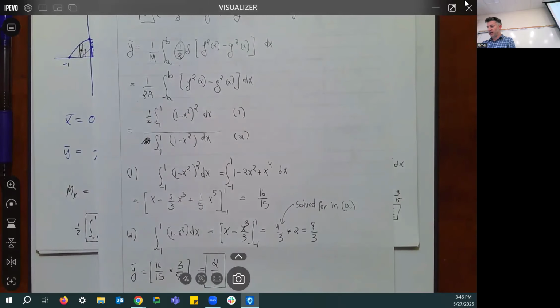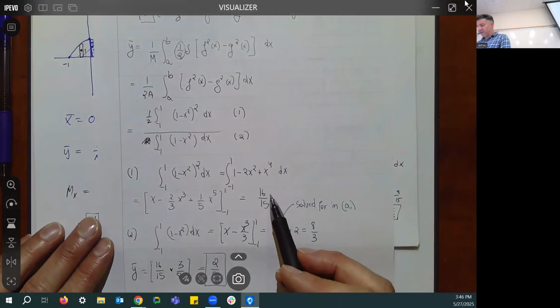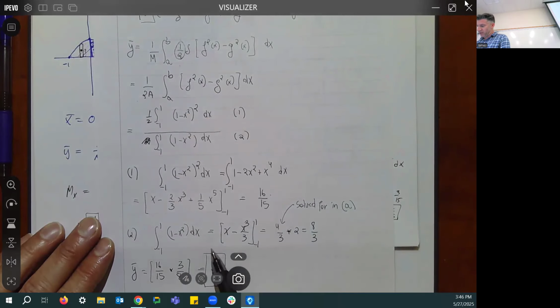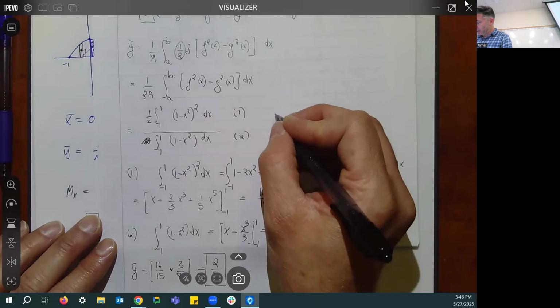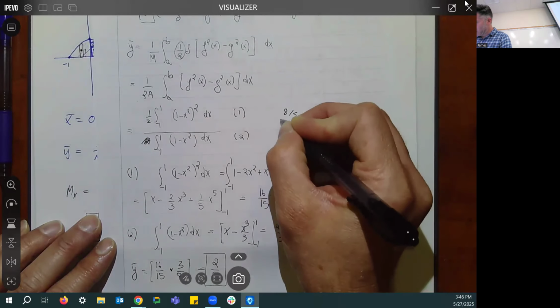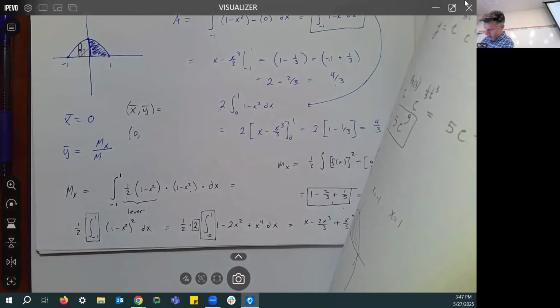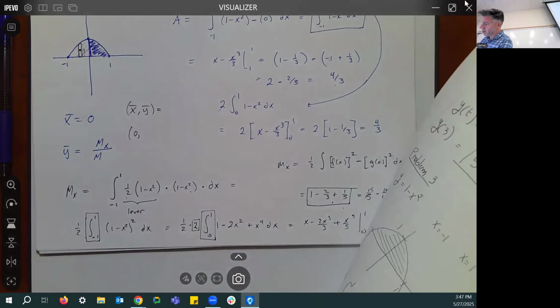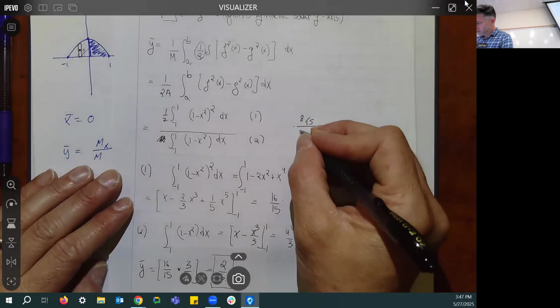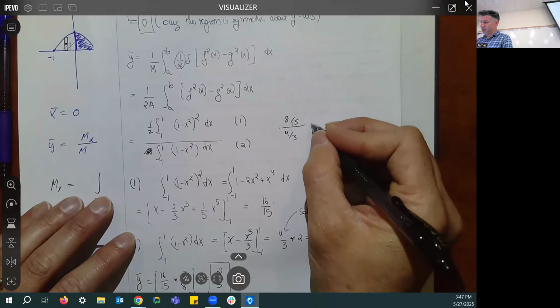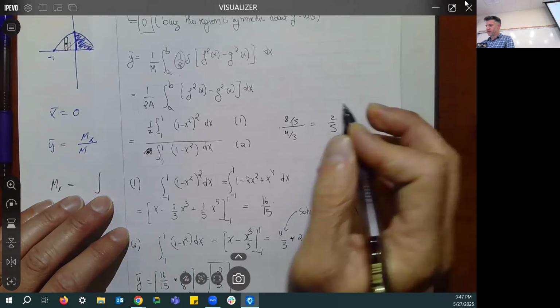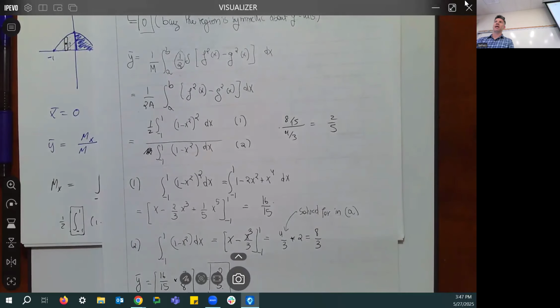So what I'm getting, instead of 16/15 over 2 over whatever the denominator is, I'm getting 8/15 over my area, which I forgot what it was, 4/3, which still is going to end up being 2/5. So same answer, just a slightly different way of writing it. Yeah.